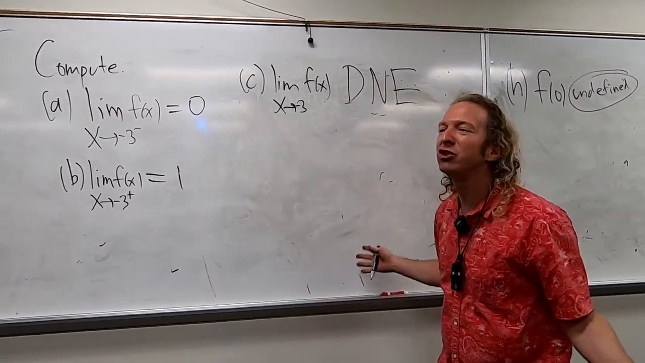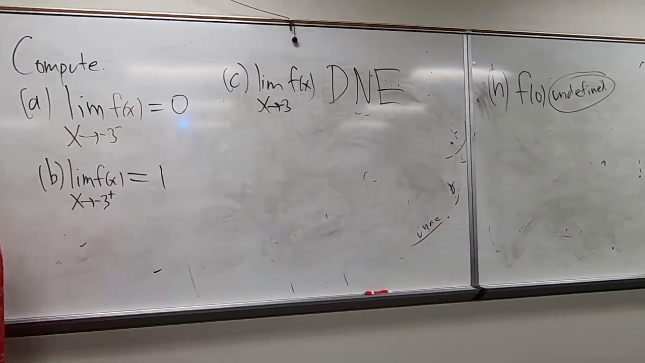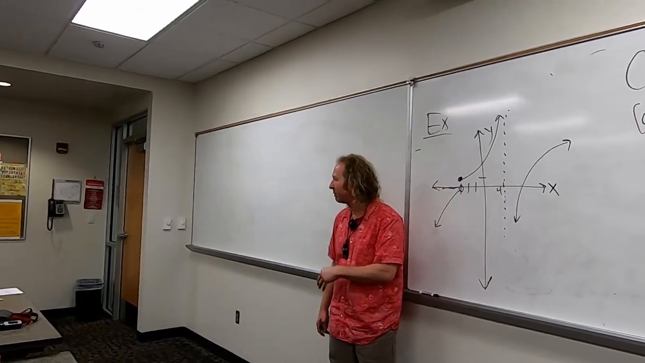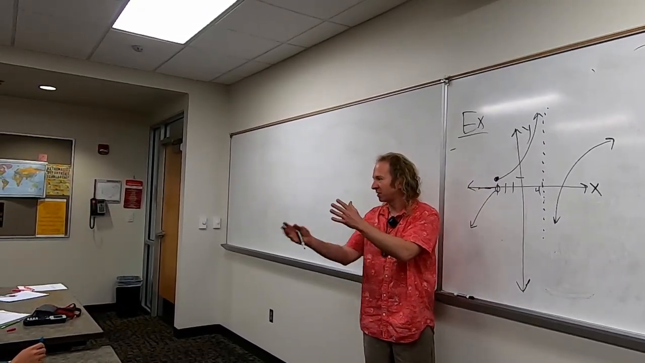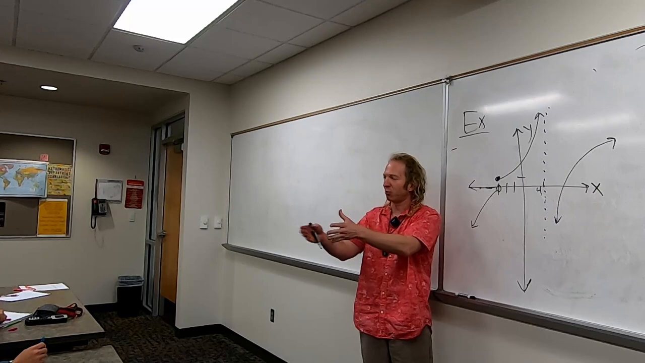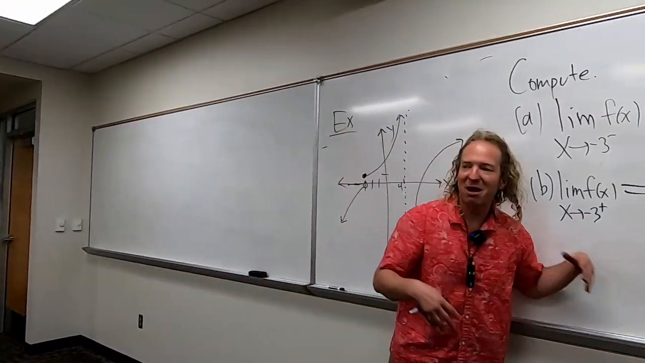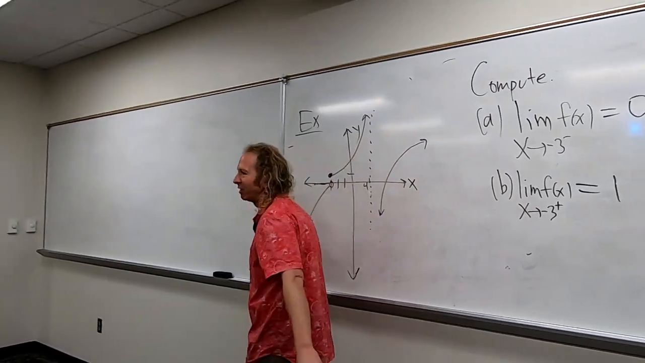Limits are, by the way, why do we even do this? I didn't even tell you. In calculus, we study rates of change, like how fast the temperature is changing with respect to time, how fast your velocity is changing with respect to time. It's called acceleration, right? Rates of change, how fast things are changing. In order to define that mathematically, we need limits. So that's why we have limits.